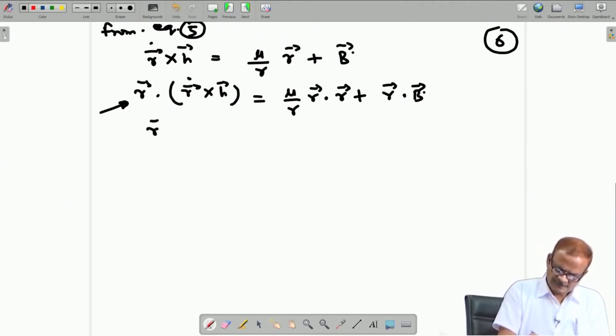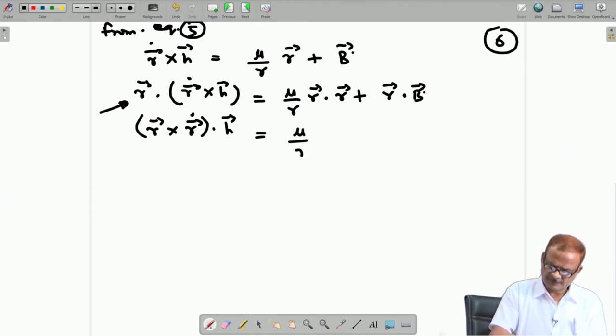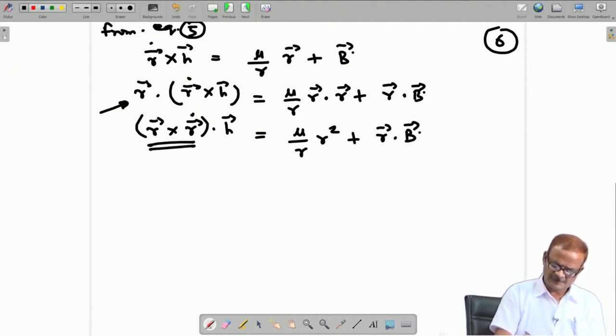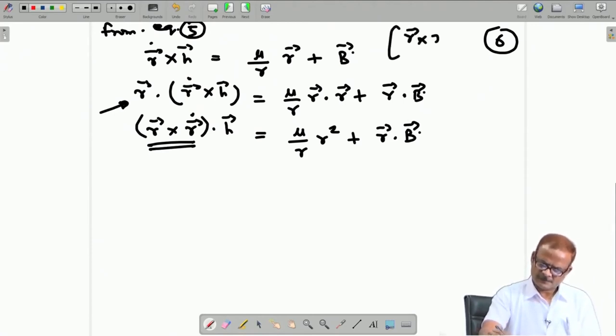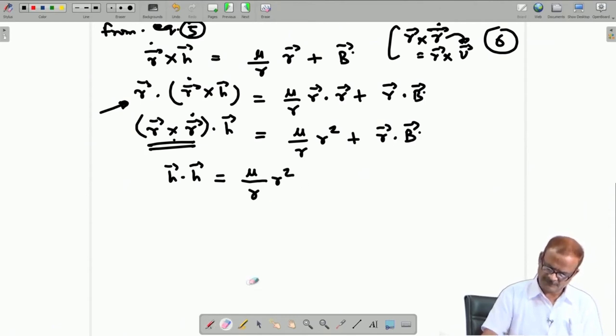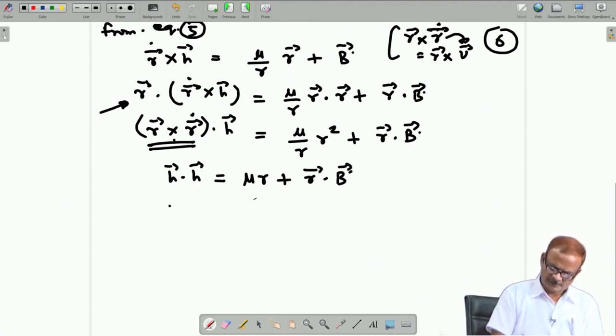So, here this can be written as r dot r cross h equal to mu by r times r square plus r dot b. Here you know this quantity is nothing but r cross r dot, this is nothing but r cross v. R dot is nothing but v, and therefore, this is h. So, this becomes h dot h equal to mu r plus r dot b, so here also we will simplify. And this becomes h square equal to mu r plus r dot b.